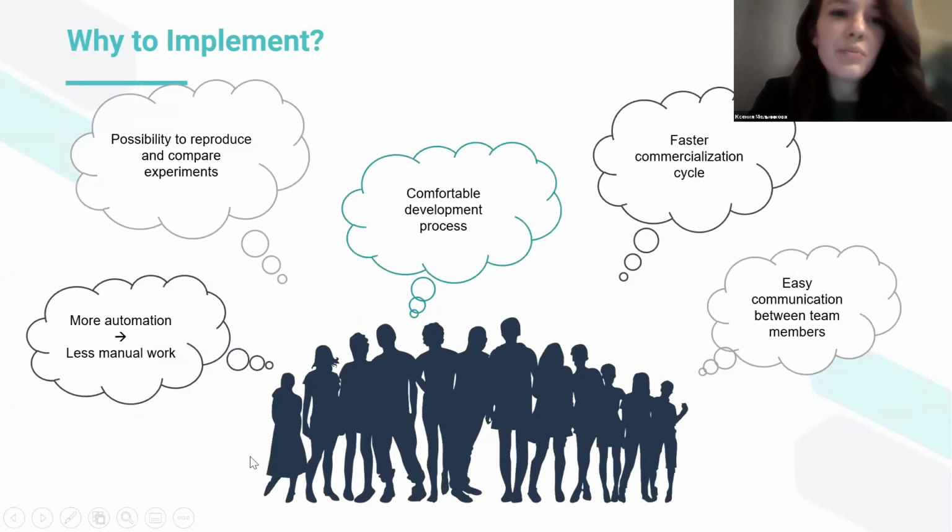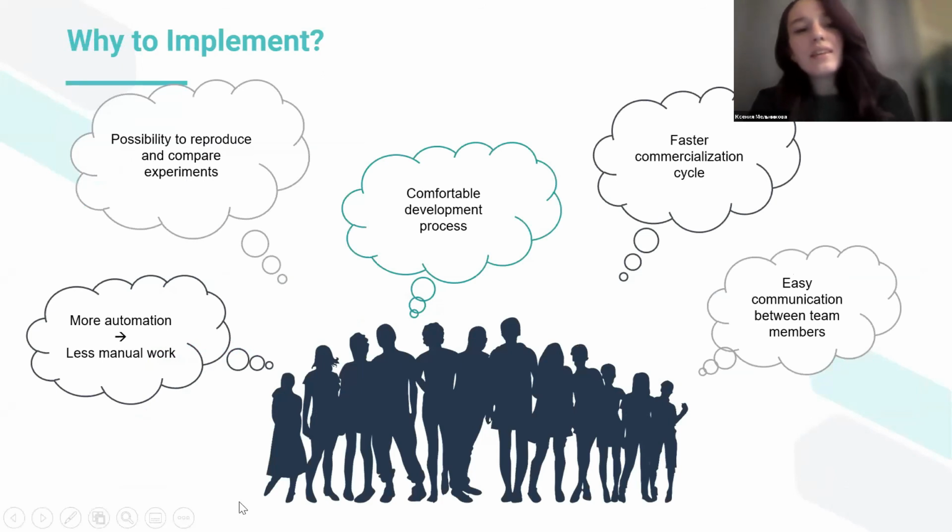I will remind you one more time, why do we implement all of these things? Because more automation means less manual work and fewer human risks. And it's a great possibility to reproduce and compare experiments. When we do not track experiments, it's hard to reproduce. And when it's hard to reproduce, it takes a lot of time to start any development once again, and it takes more and more money from your company, which is not great.